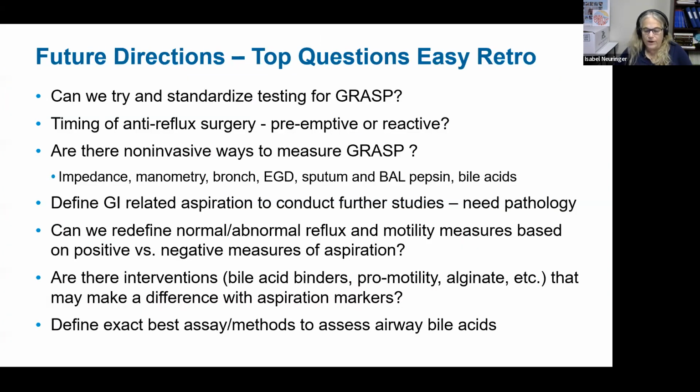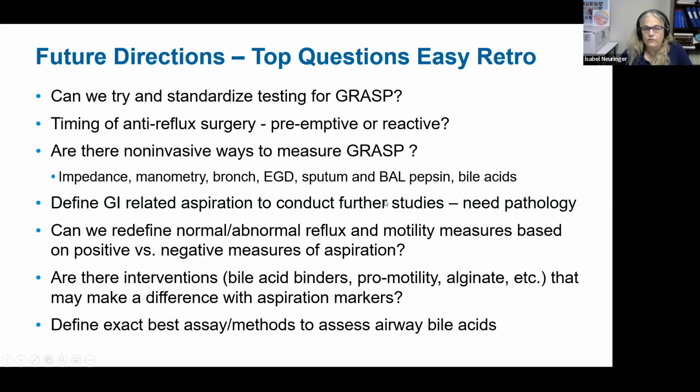These questions are ranked by the number of votes, with the top vote getter here at the top. Can we try and standardize testing for GRASP? What is the timing for anti-reflux surgery, preemptive or reactive? Are there non-invasive ways to measure GRASP? As we know, we currently do a range of GI testing, including upper endoscopy, as well as sputum collection and bronchoscopy in an experimental fashion for the BAL looking at bile acids.